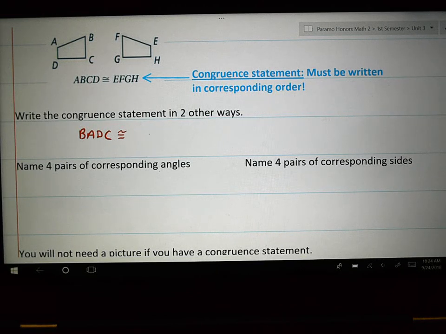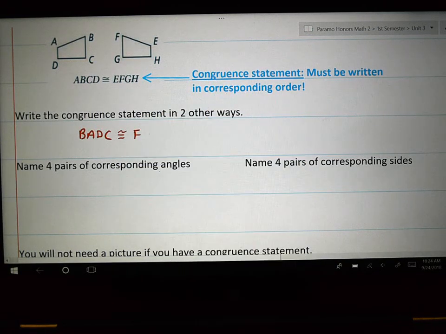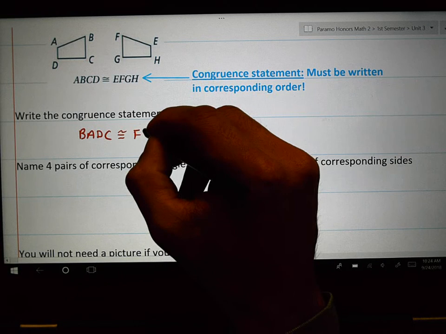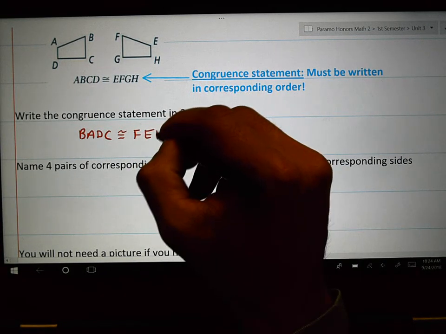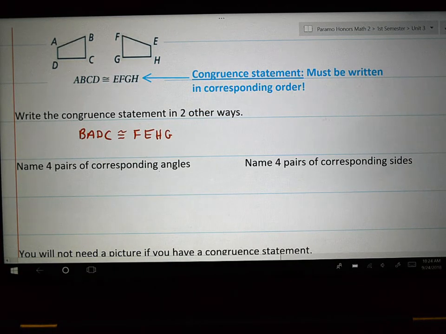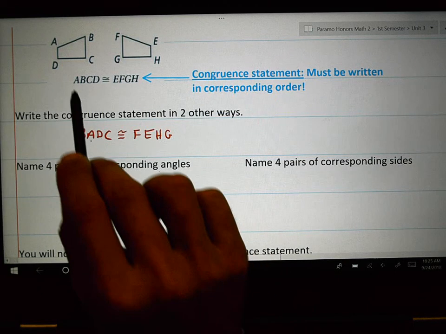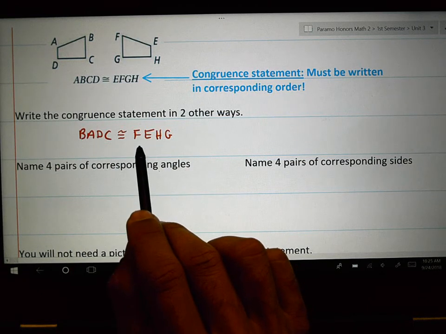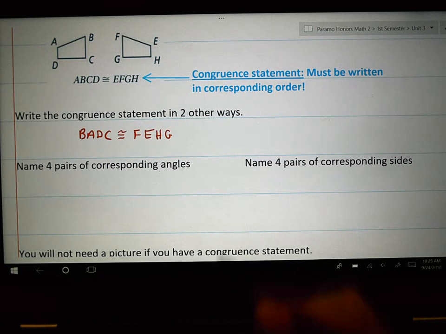The first letter needs to be what letter? Say it out loud. The second letter needs to be what letter? Say it out loud. The third letter needs to be what letter? Say it out loud. And the last letter needs to be? Wonderful. This is another way to write the same congruent statement. And if you notice, B is still lined up with F. A is still lined up with E. And so on. That's one way.